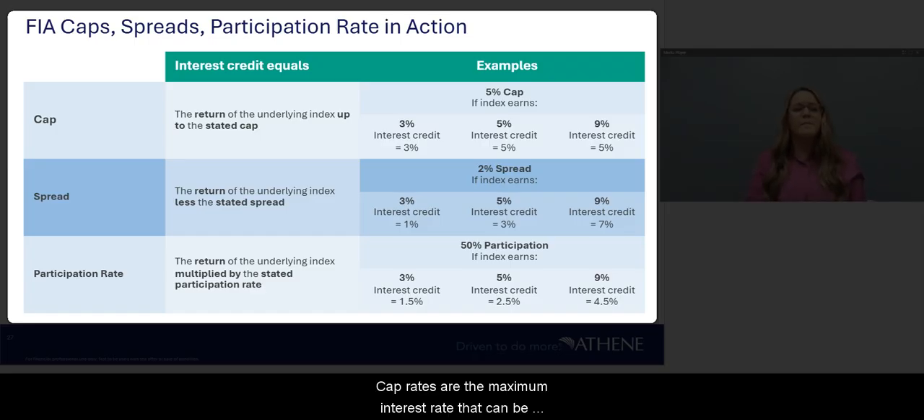Cap rates are the maximum interest rate that can be credited to an annuity. For example, if the cap rate is 5% and the index credits 3, your client will get 3. If the index credits 5, your client will get the full 5. However, if the index credits 9, your client will get the 5 as their cap has been met.